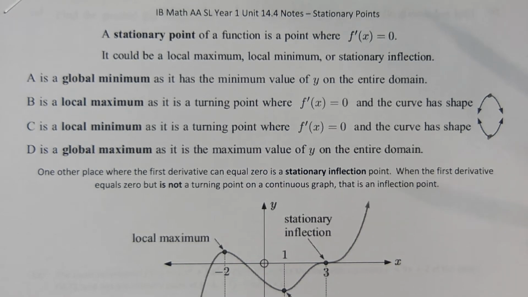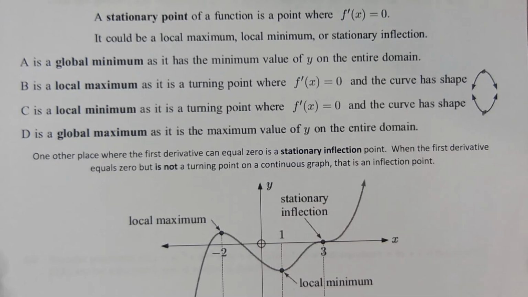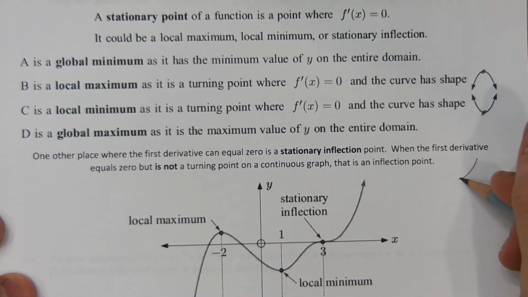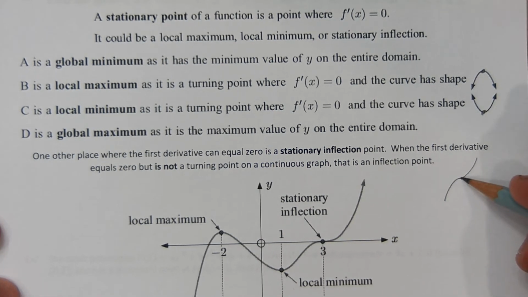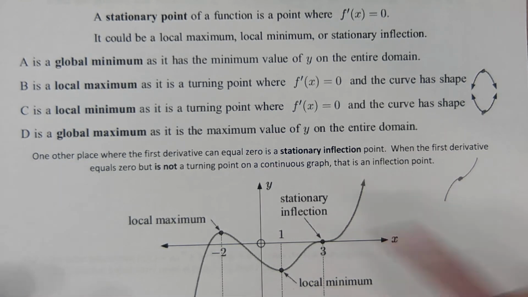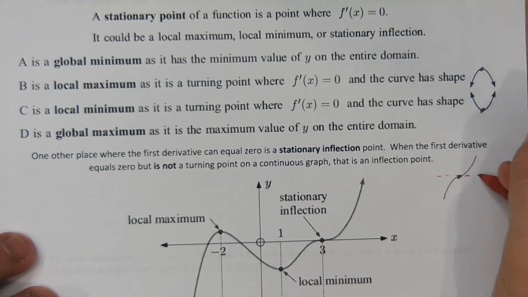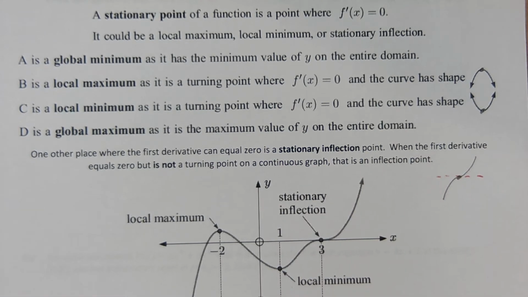So other than a minimum and a maximum, one other place where the first derivative can equal zero is called a stationary inflection point. We've said that term before, and we saw it happen like this, like a cubic function. This place right here in the middle is a place where you do have a slope of zero. So it is stationary, but it's not a minimum, it's not a maximum. So we call it stationary because slope is zero. Inflection point. Inflection tells you it was not a min or a max. This is when the first derivative equals zero, but it is not a turning point.